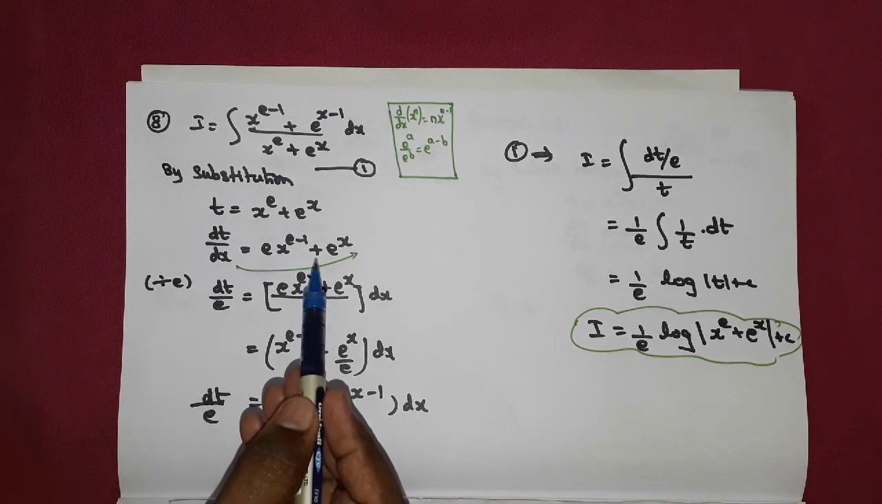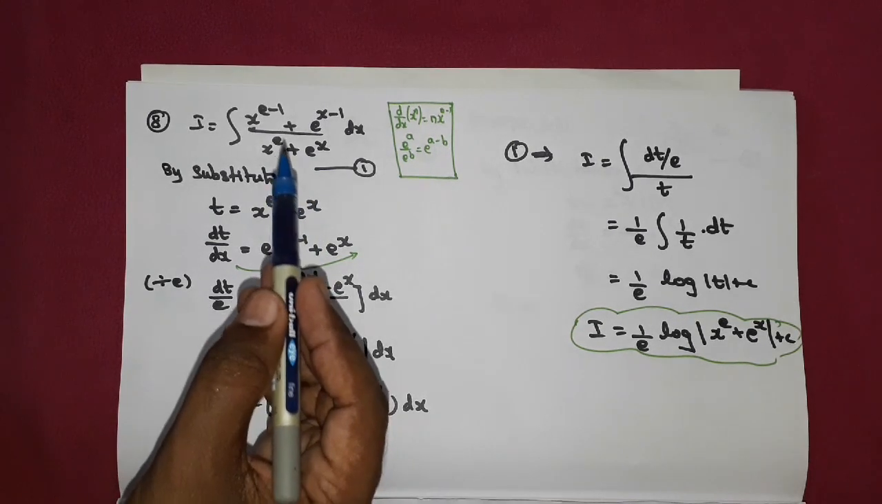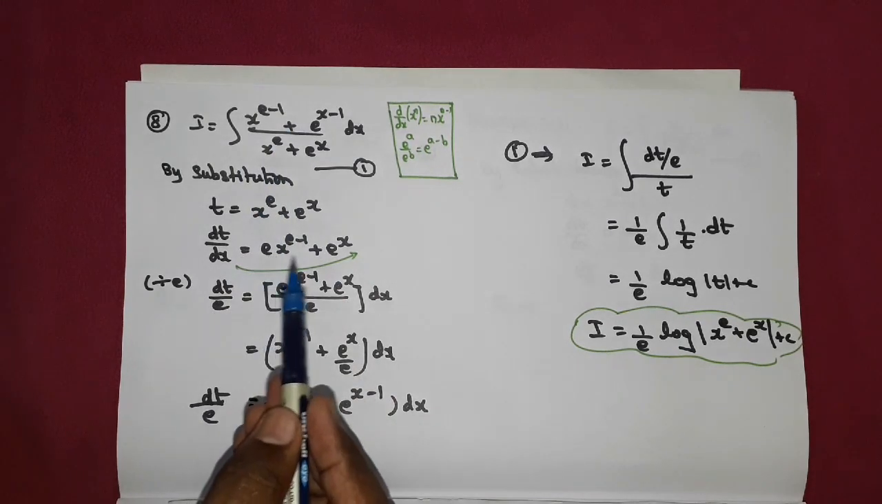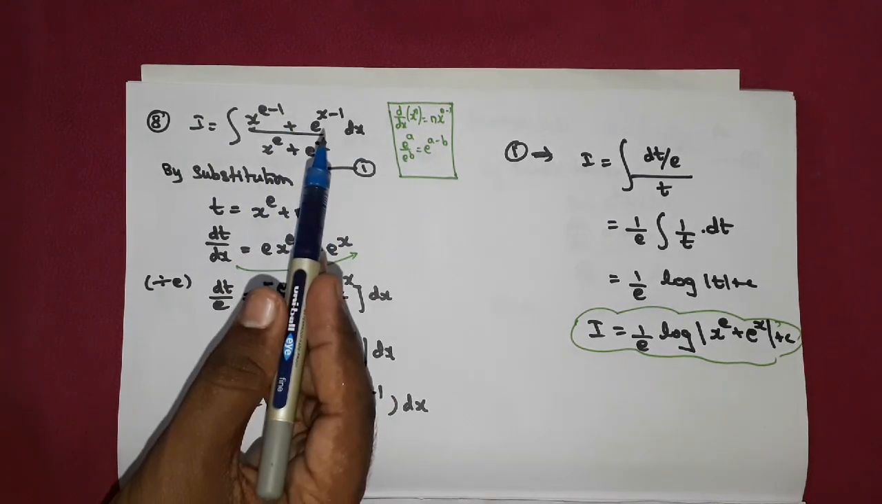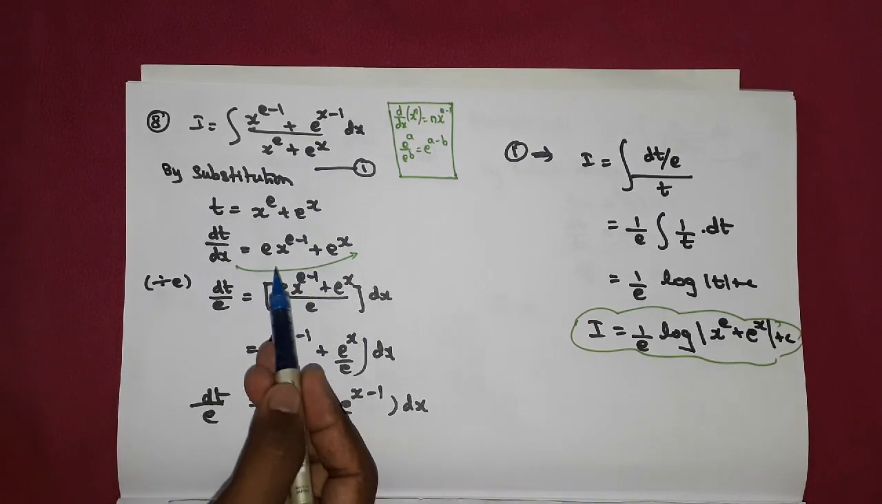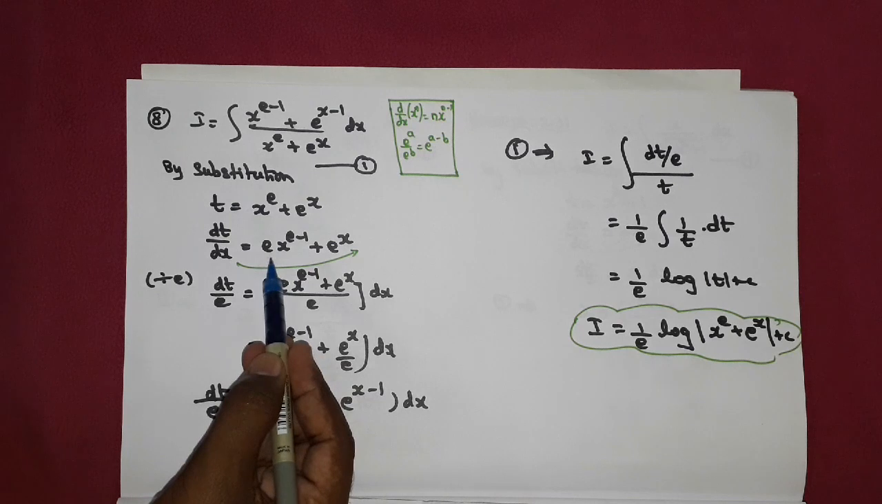Now compare this with the question. Here in the numerator we have x power e minus 1, but here we have e power x minus 1. Here we have e power x. The reason is, in the front you have an e, that's why.